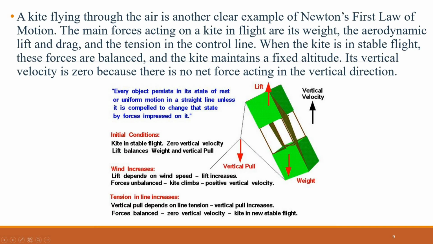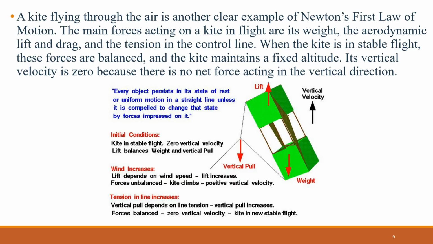A kite resisting changes when the wind shifts direction. A kite flying through the air is another clear example of Newton's first law of motion. The main forces acting on a kite in flight are its weight, the aerodynamic lift and drag, and the tension in the control line. When the kite is in stable flight, these forces are balanced and the kite maintains a fixed altitude. Its vertical velocity is zero because there is no net force acting in the vertical direction.